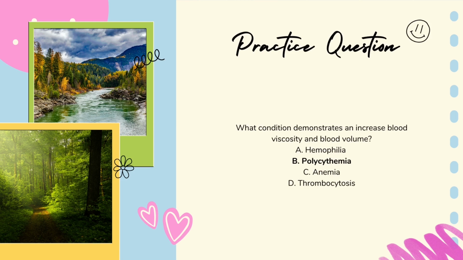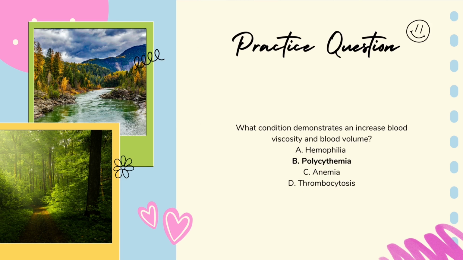Okay, the correct answer is B. What condition demonstrates an increase in blood viscosity and blood volume? So A, hemophilia, that is when blood doesn't clot, so you're not going to have an increase in either of these. Then we have B, polycythemia. You are going to see an increase in both of these due to the fact that this is going to increase the number of red blood cells and the concentration of hemoglobin. This also elevates blood pressure.